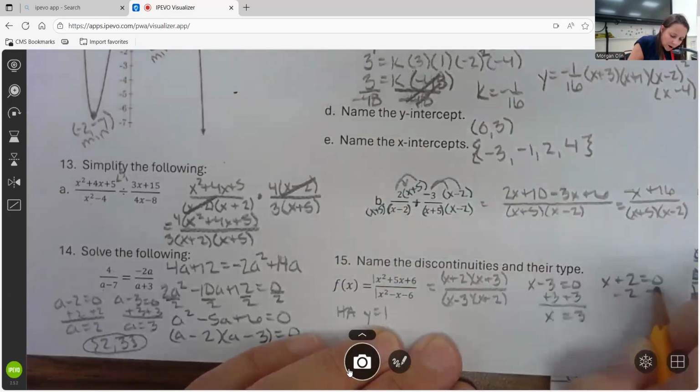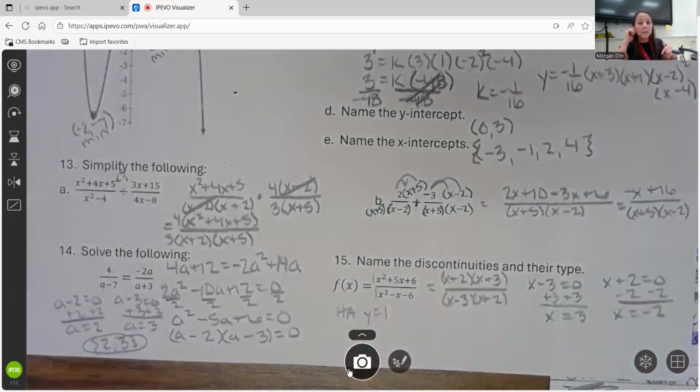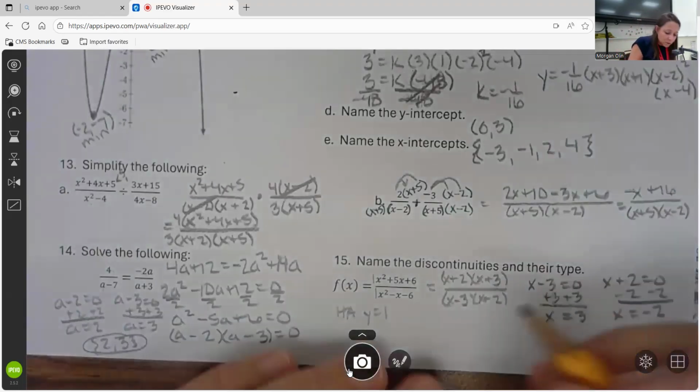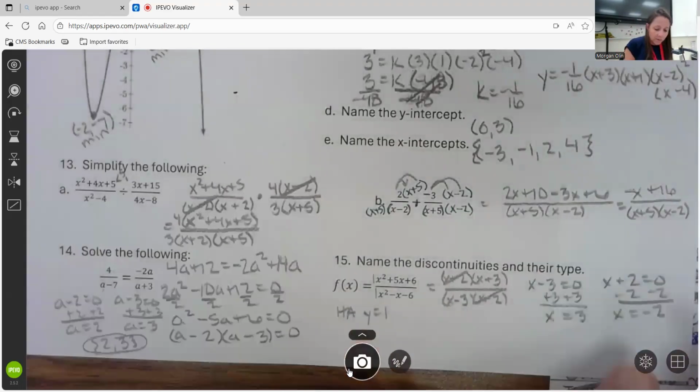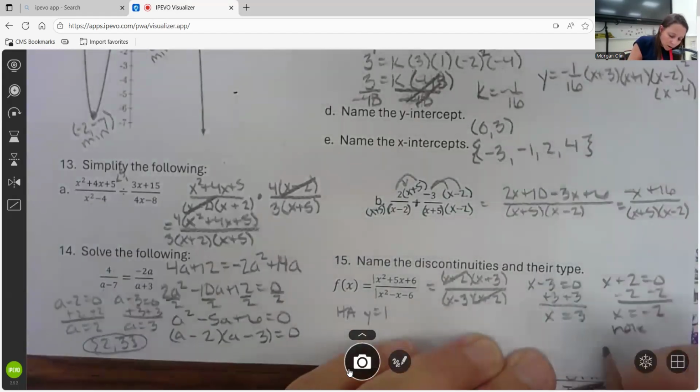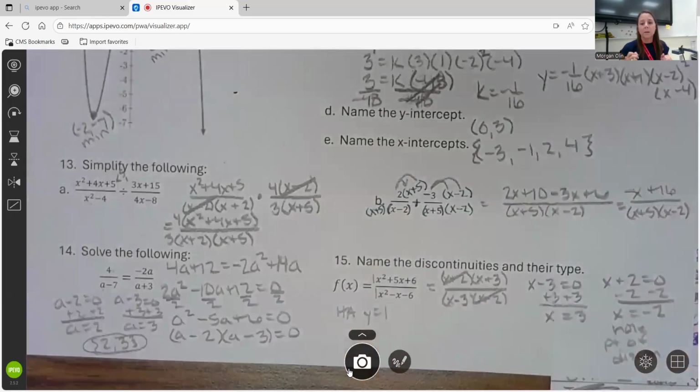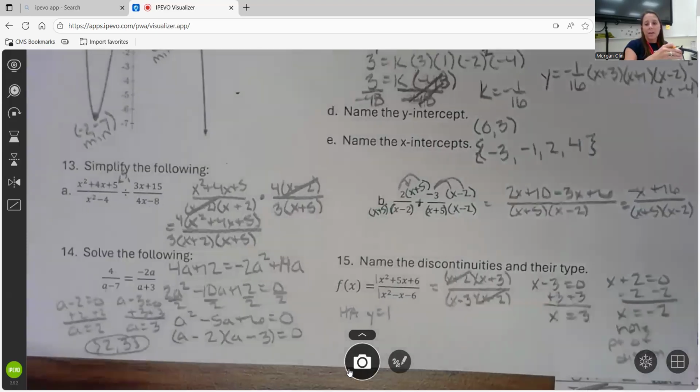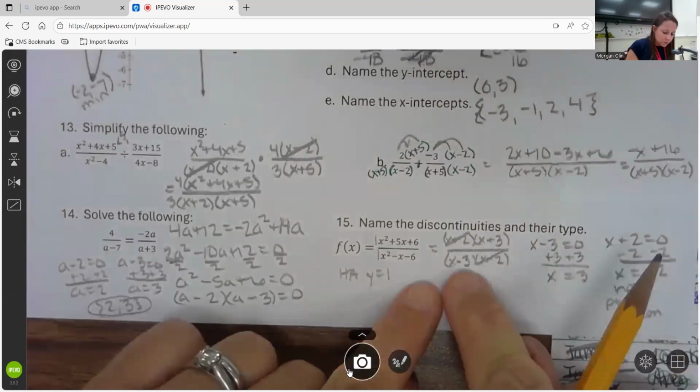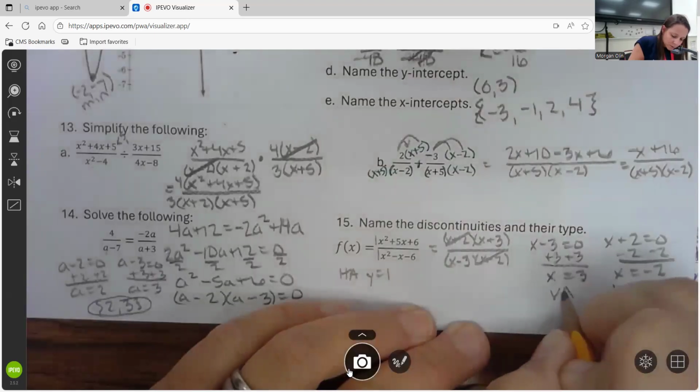Notice I'm doing this before I cancel anything, because some of you are itching and saying, oh, but you can cancel the x plus 2's. Well, yes, you can. So what does that mean about this x equals negative 2? It's a hole, or we also call that a point of discontinuity. Then this one didn't cancel. So what is that? That is a vertical asymptote.